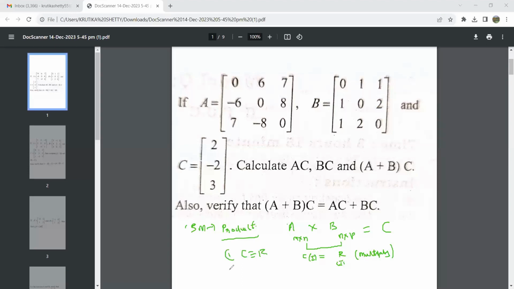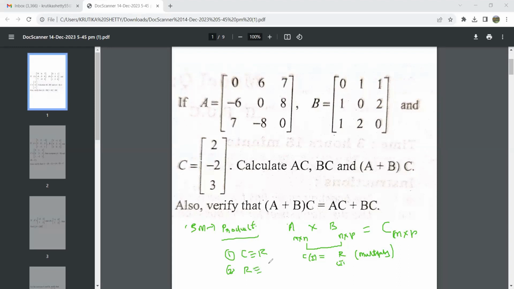So this is the first rule, and then the second rule is: whatever the new matrix you are forming after multiplication, we will get the new matrix C. So this matrix will have the order m cross p. It will always have the order m cross p. So the second rule will be the RC rule.